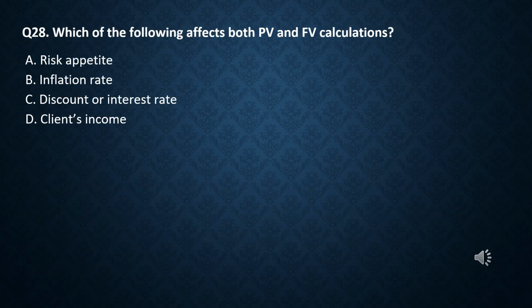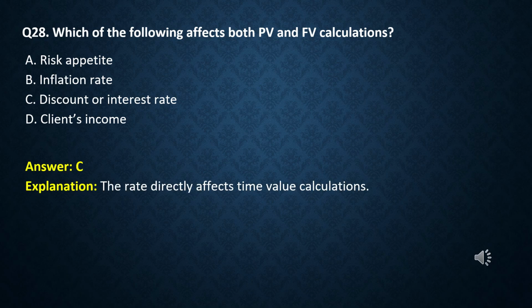Next question. Which of the following affects both PV and FV calculation? Option A, risk appetite. Option B, inflation rate. Option C, discount or interest rate. And option D, client's income. Correct answer is option C, discount or interest rate. The rate directly affects time value calculations.